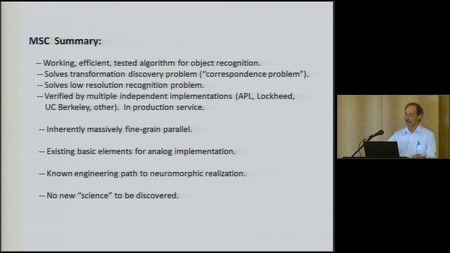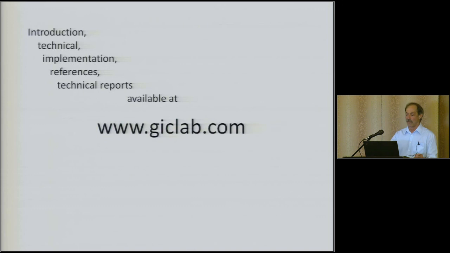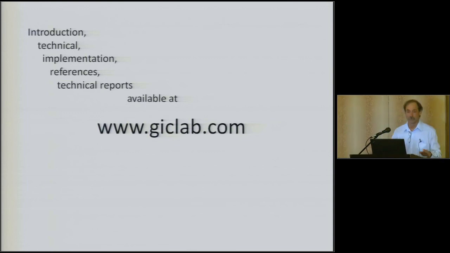It's inherently massively fine-grained parallel. The basic elements for analog implementation exist. Don't have to invent anything. There's a known engineering path to neuromorphic realization, and there's no new science to be discovered. It's an engineering project to take it from where it is to a neuromorphic implementation. So if you are interested, there's nothing on the analog circuit on this site, but there's an extensive discussion about how to implement from the algorithmic point of view at this website, technical reports, and so on. I'm done.